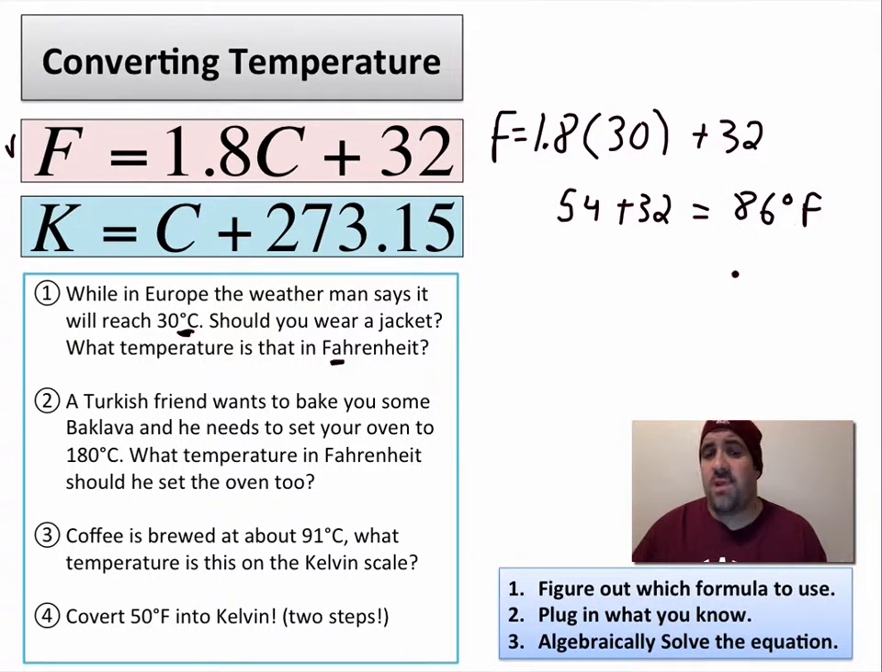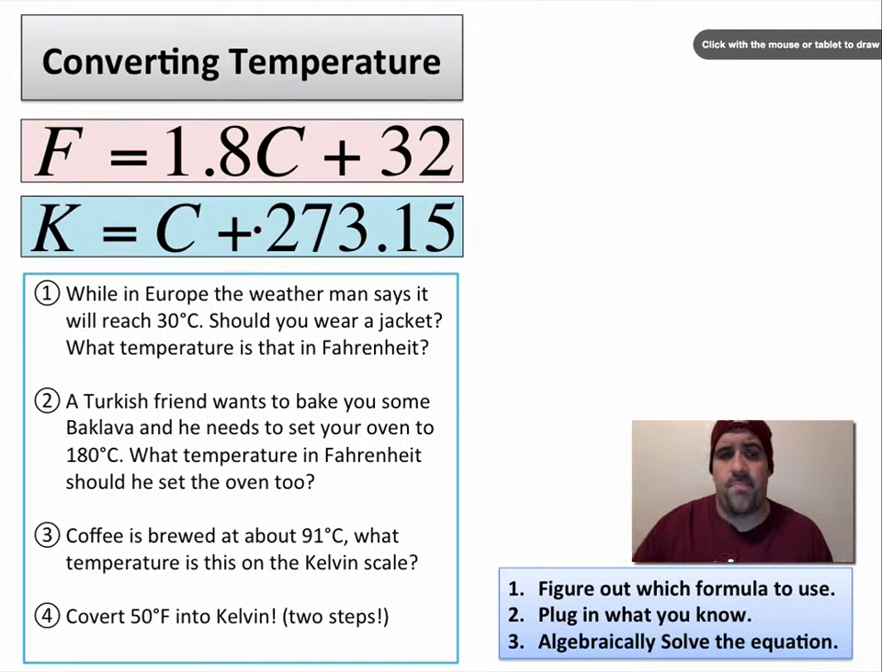So if you go to Europe and there's going to be a high temperature of 30 degrees, do not wear a jacket. It is going to be 86 outside. So we're calculating Fahrenheit, and you take the unit you know, and you just plug it in for the appropriate letter. Let's do the second one.